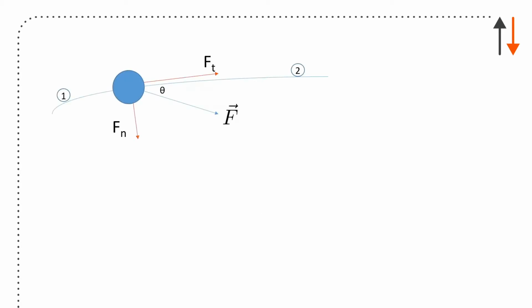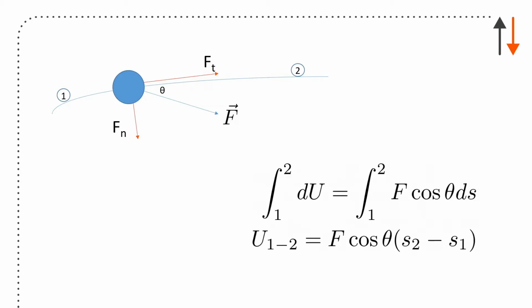If I look at something that's traveling along a path from point A, or point 1, to point 2, the work done is just going to be the work from point 1 to point 2. And that's going to be F cos theta ds integrated from 1 to 2, or work 1 to 2. And if I define the path as S1 here and S2 here, then it's F cos theta times (S2 minus S1). Work is nice. It's not a vector. I don't need to know direction. I just need to know magnitude.